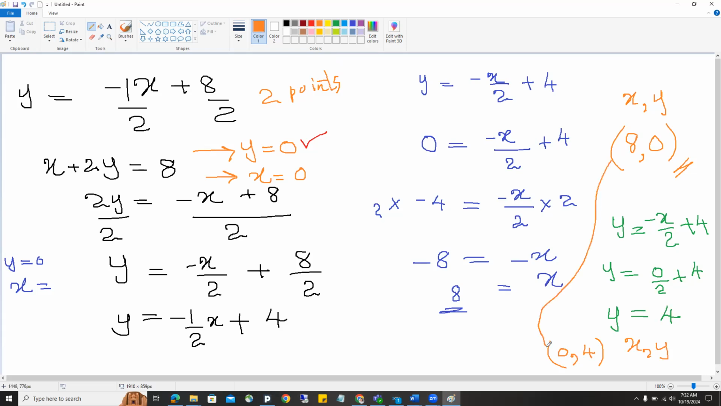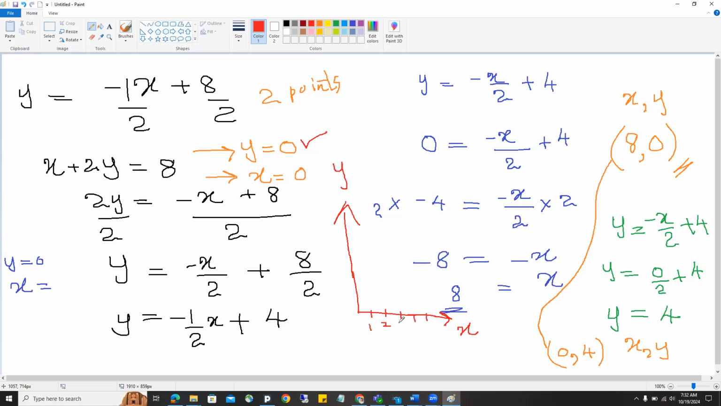Now, can you try to draw the graph? You know how to draw, right? First, you should draw the Cartesian plane. Here we have the x-axis. Here we have the y-axis. Then, since there are no negative numbers, we can mark only positives.